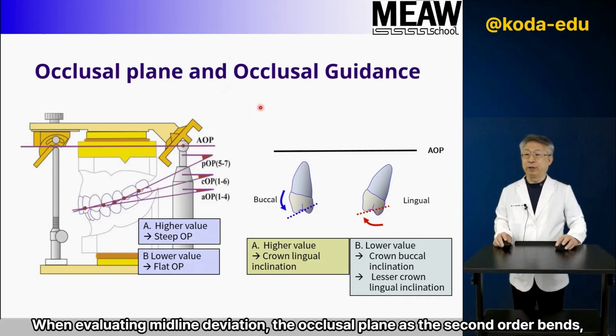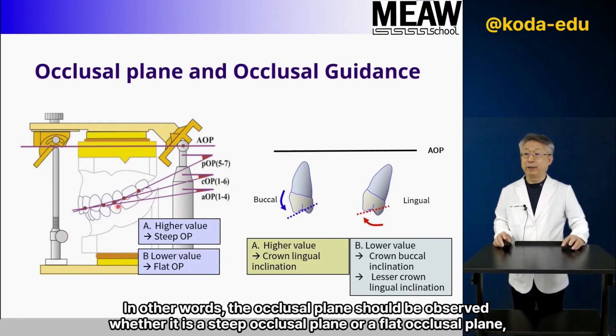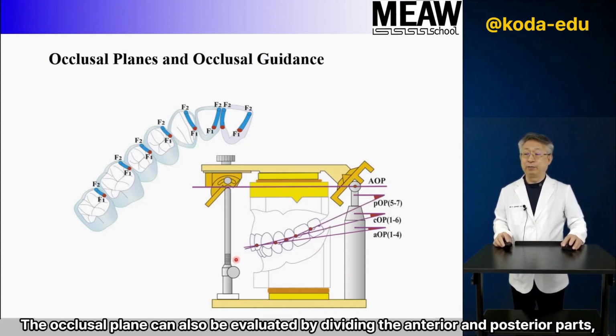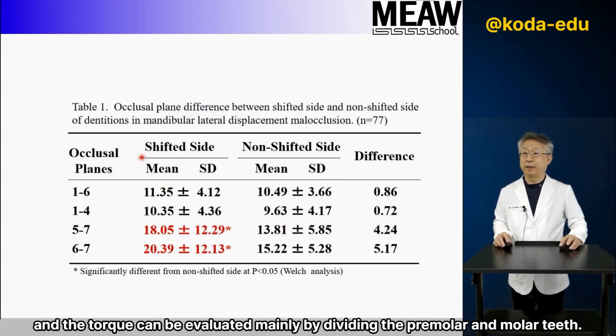When evaluating midline deviation, the occlusal plane as the second-order bends and torque as the third-order bends should be observed simultaneously. In other words, the occlusal plane should be observed whether it is a steep occlusal plane or a flat occlusal plane, and whether the torque is crown buccal inclination or crown lingual inclination. The occlusal plane can also be evaluated by dividing the anterior and posterior parts, and the torque can be evaluated mainly by dividing the premolar and molar teeth.